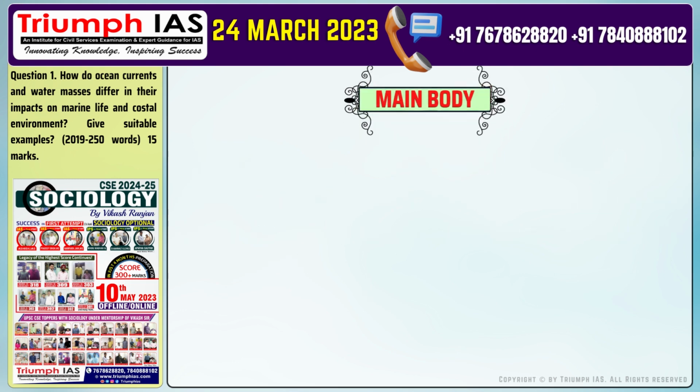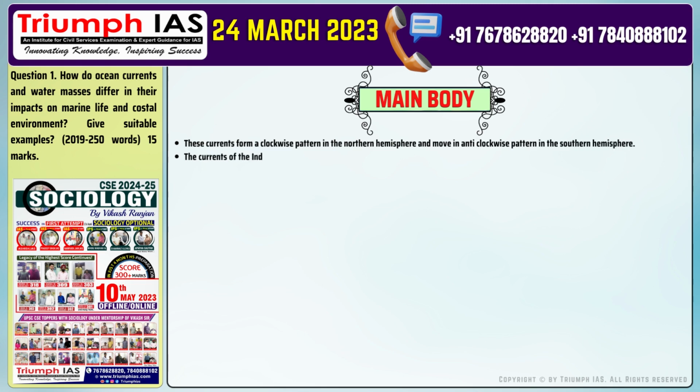The main body of the answer should be Number 1. These currents form a clockwise pattern in the northern hemisphere and move in anti-clockwise pattern in the southern hemisphere. Number 2. The currents of the Indian Ocean are influenced by monsoon winds. The oceanic movement in the form of currents helps in the dispersal of marine life.